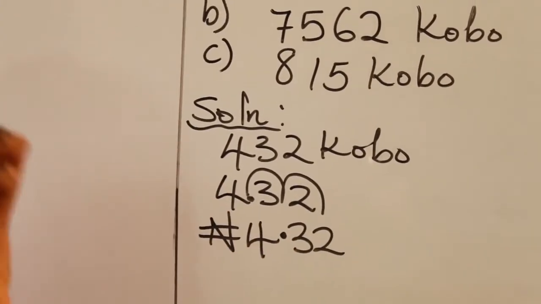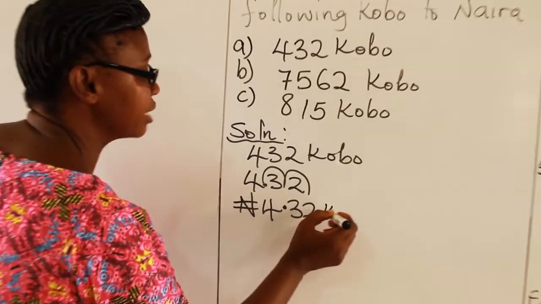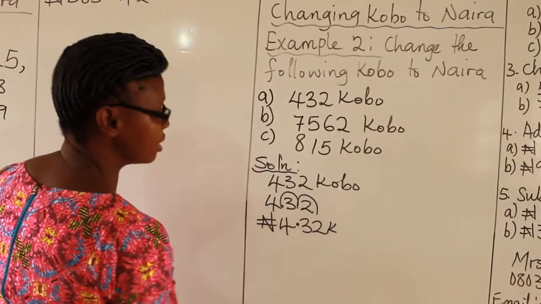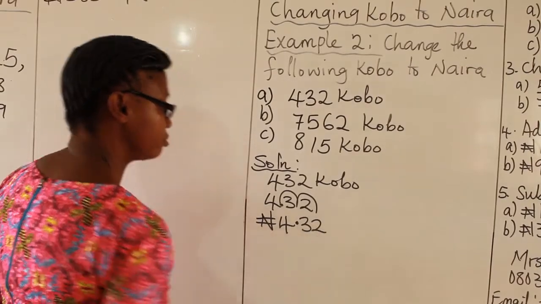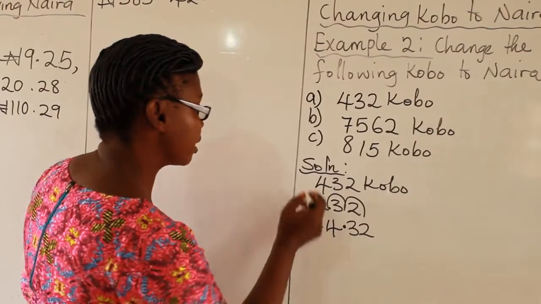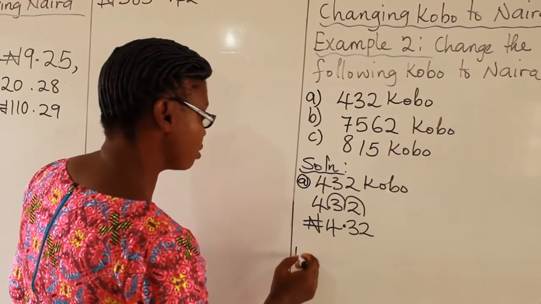You only pronounce the kobo, you will not add it here, you will not write kobo here. No, it is not accepted. Or you put K, no. We have been able to change that to naira. We take the next one, B.